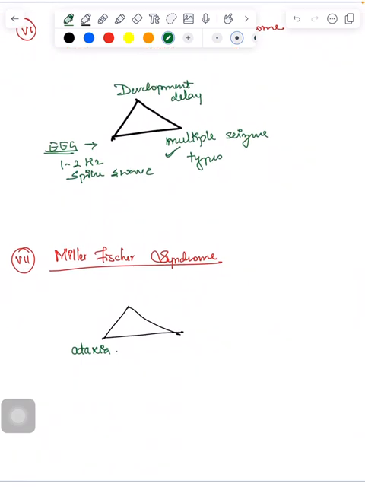Next, you have Miller-Fisher syndrome. Miller-Fisher syndrome is nothing but a variant of GBS. You have the features of ataxia, areflexia and ophthalmoplegia.